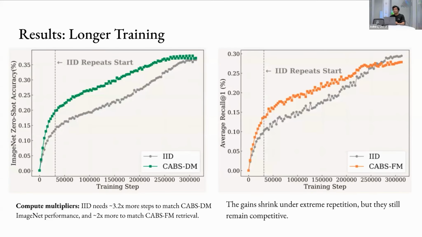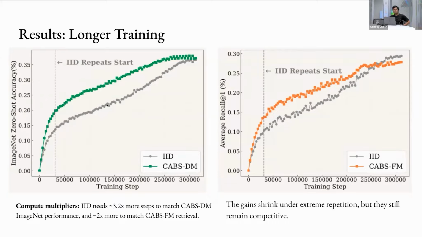One of the last experiments we do is a longer training regime. Because we subsample from a larger data pool, we actually expose ourselves to more repeats compared to IID sampling. So for example, if we want to train 128 million samples for 1.28 billion samples seen, which is a 10x multiplier, we show that at the beginning we do really well compared to IID sampling, and this corresponds to a 3.2x multiplier.